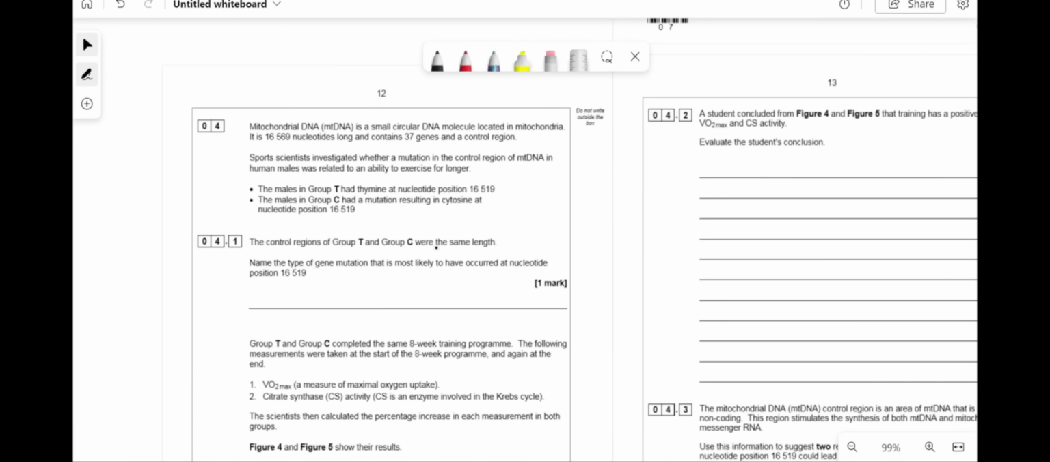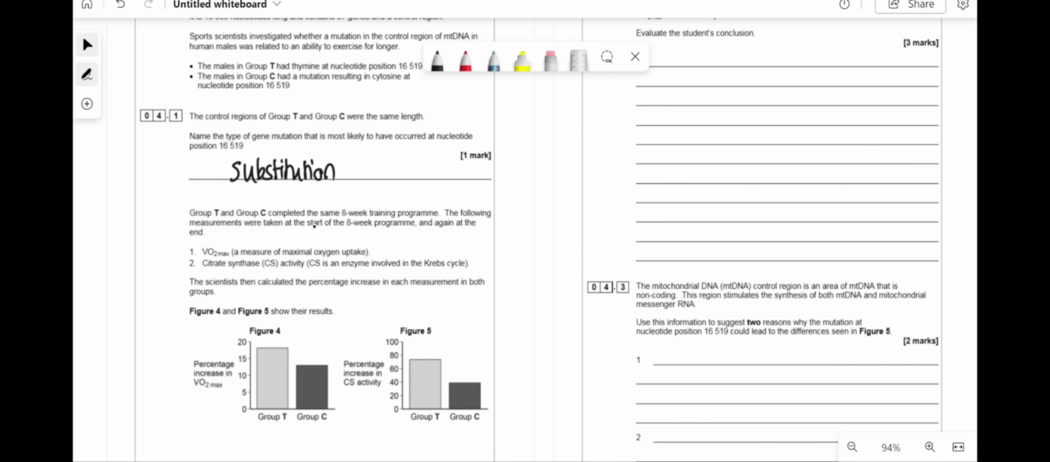Describe the type of mutation that's likely to have occurred. So you have the same length, but the base there is different. So it has to be substitution. Okay. Group T and Group C completed the same 8-week training program. The following measurements were taken at the start of the 8-week program and then again at the end. So they got VO2 max, which is a measure of maximal oxygen uptake, and then they've got citrate synthase activity. So CS is an enzyme involved in the Krebs cycle.